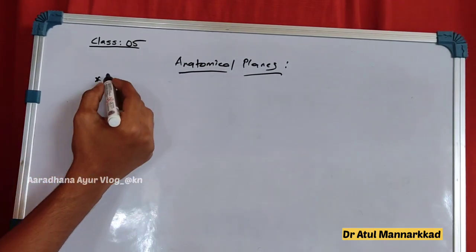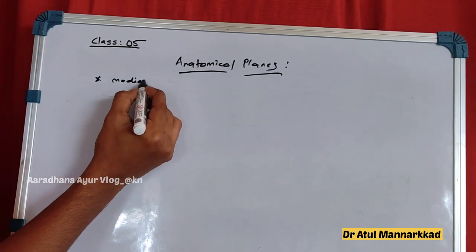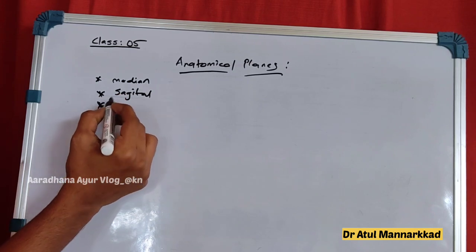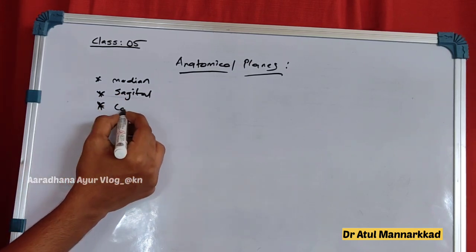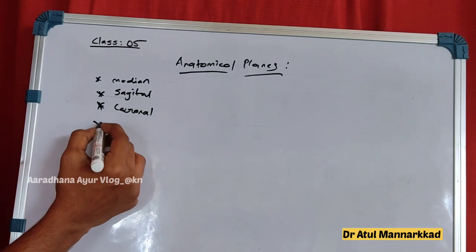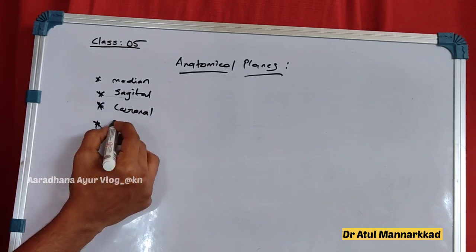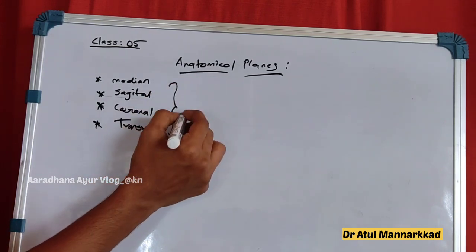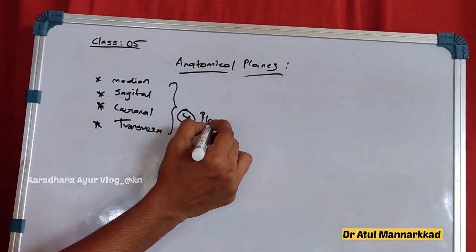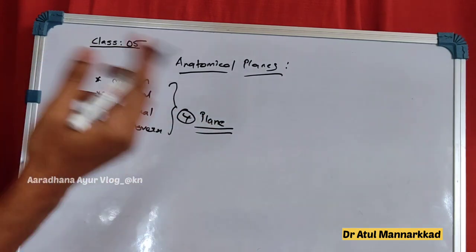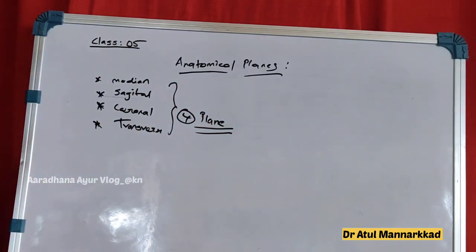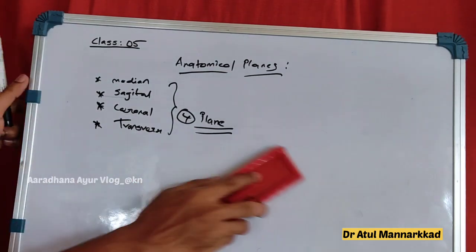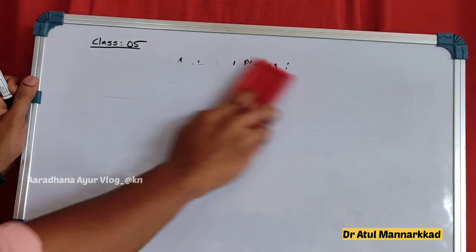Some of the planes are there, like the median plane, sagittal plane, and also the coronal plane, and one more, that is the transverse plane. So these are the four planes. We will be discussing these four planes in the next video: median plane, sagittal, coronal, transverse plane.